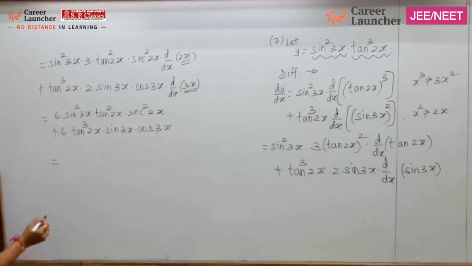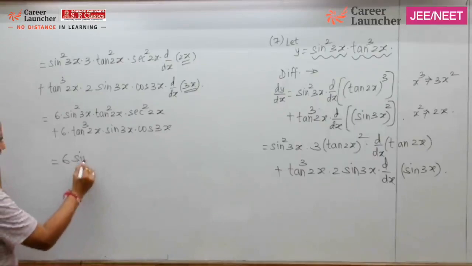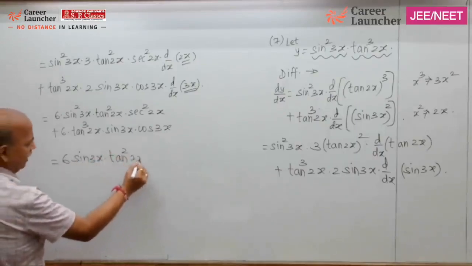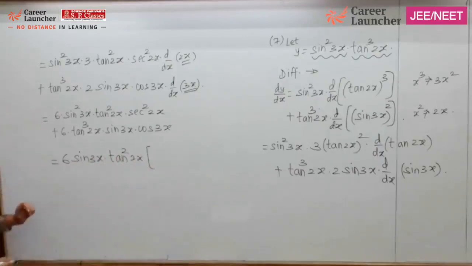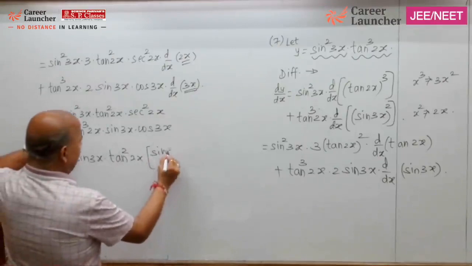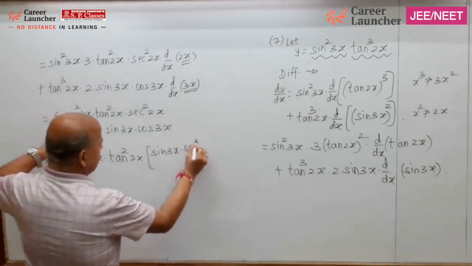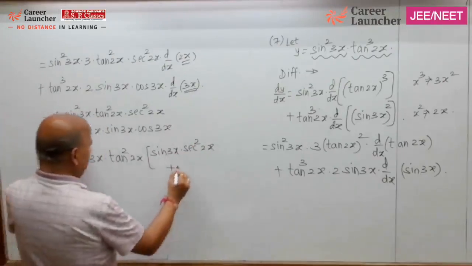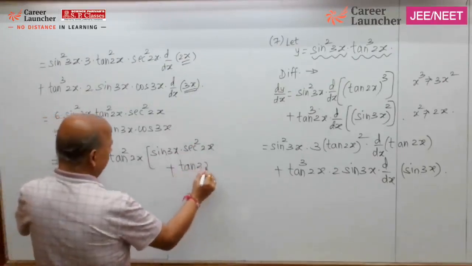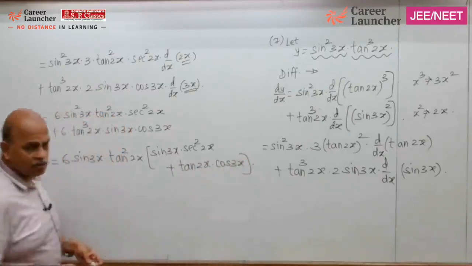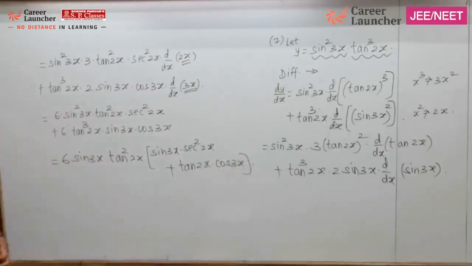Ultimately, can we take something common? We can take 6 common, sin 3x common, tan square 2x common, correct? So what do we get inside? Sin 3x into sec square 2x plus tan 2x into cos 3x. Getting it or not? Come on, start adding.